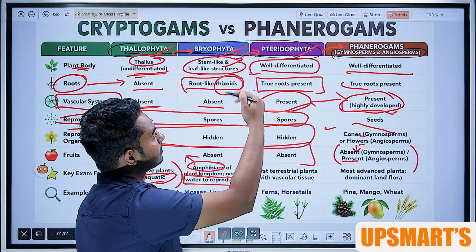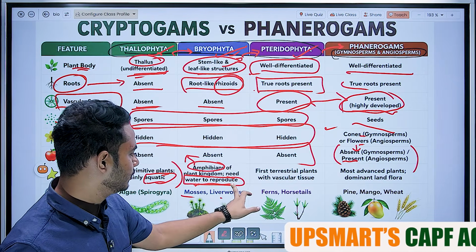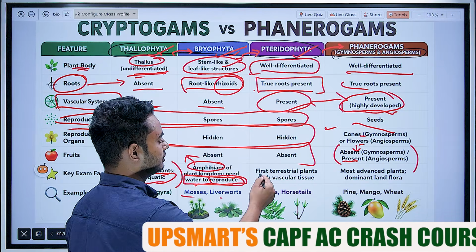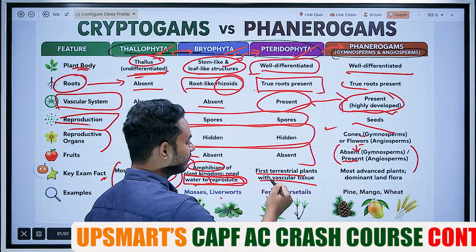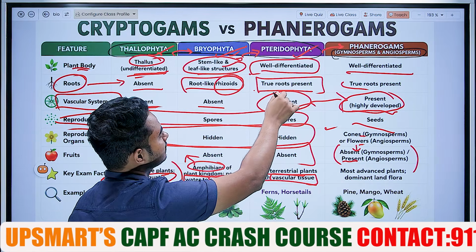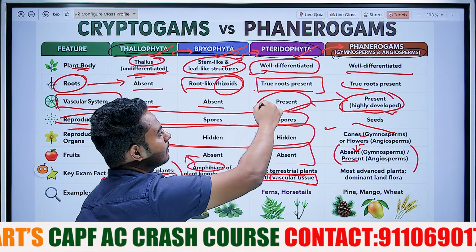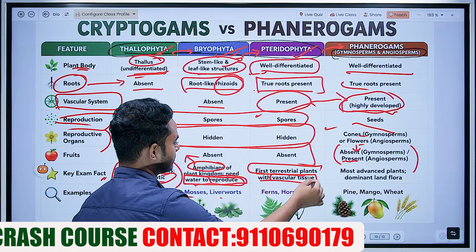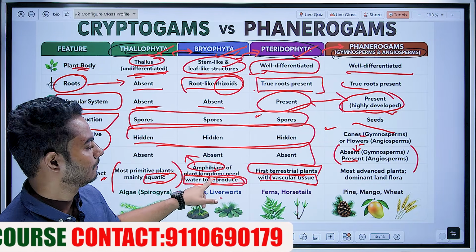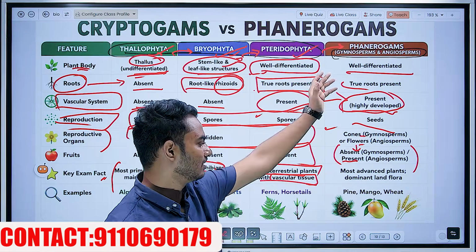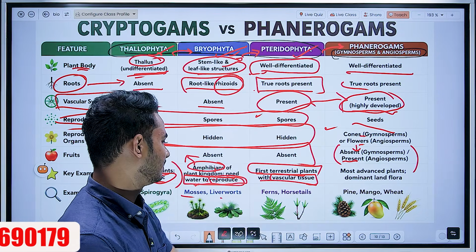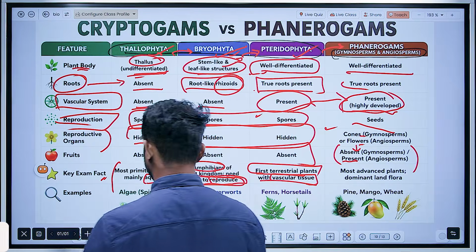Fine. Next, they got the ability to reproduce on land later: pteridophytes. So, first terrestrial plants with vascular tissue. Why vascular tissue? Because they have a differentiated body, they need to distribute the food and water. And these are the first terrestrial plants. Those were amphibians. Easy, right? Next, what is there in phanerogams? Most advanced, dominant land flora. Everything is there here. Now the examples are very important.